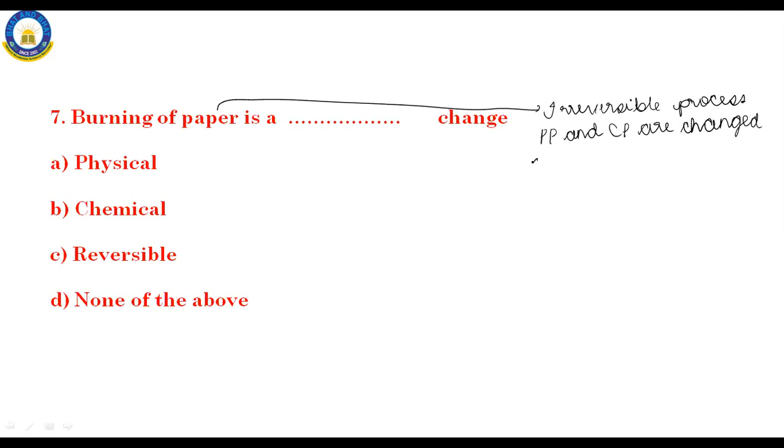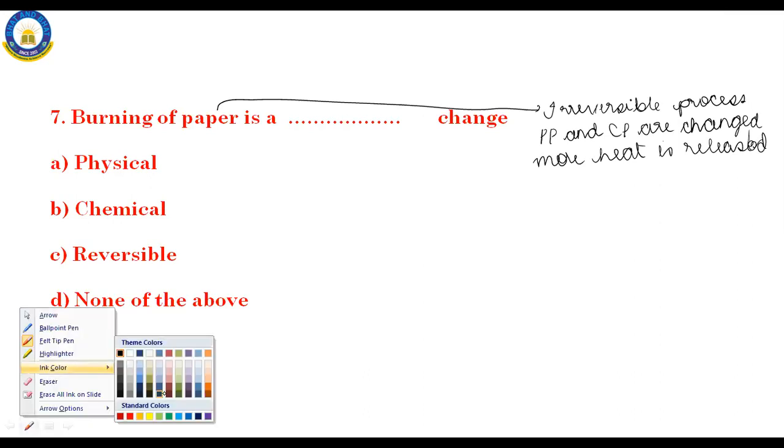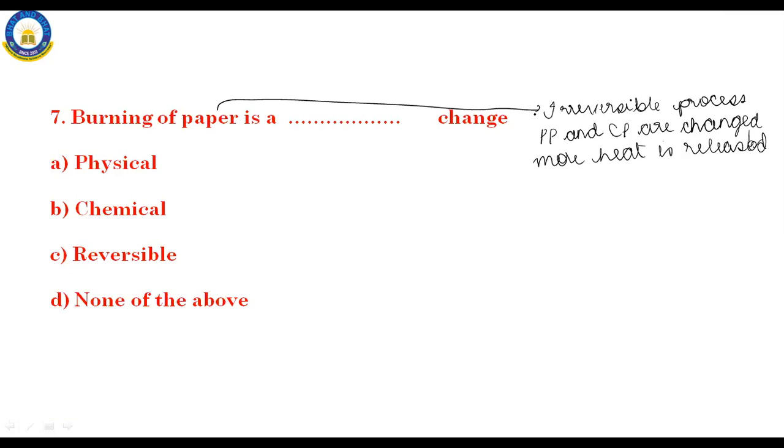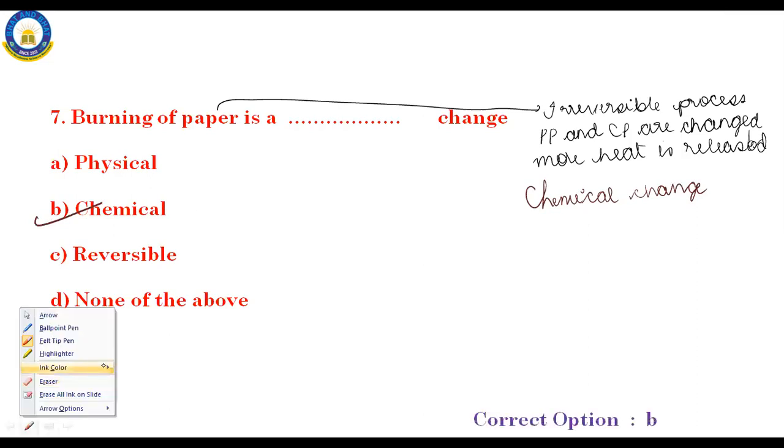And here, more heat is released. So which kind of change? Now if I say all these characteristics, to which change does it belong? This again belongs to the chemical change. So burning of paper would be in which kind of change? So it is the chemical change. Option B is the correct answer. This is about the seventh question.